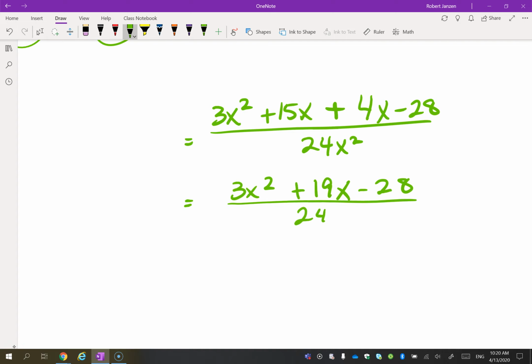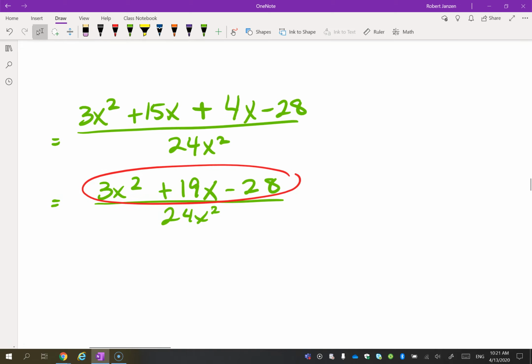And that's all over 24x squared. Now when you get a little bit more in depth with these, we should consider whether we can factor this, because sometimes there will be a factor that can cancel. That's pretty rare though. Very quickly, do you remember how to tell if you can factor this?